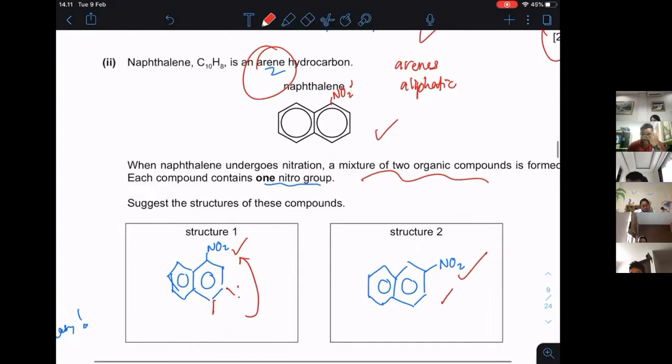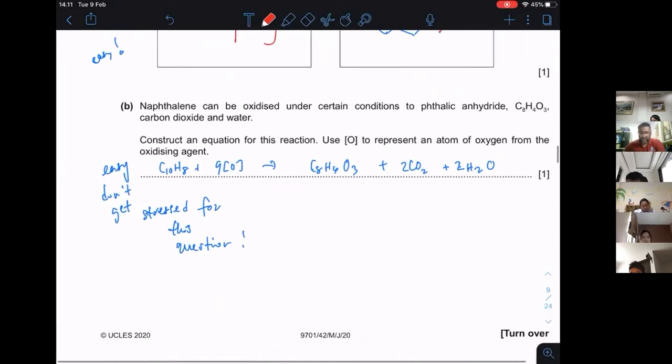Okay, the next is going to be: naphthalene can be oxidized under certain conditions to carbon dioxide and water. Now construct an equation, and then they ask you to use the O.